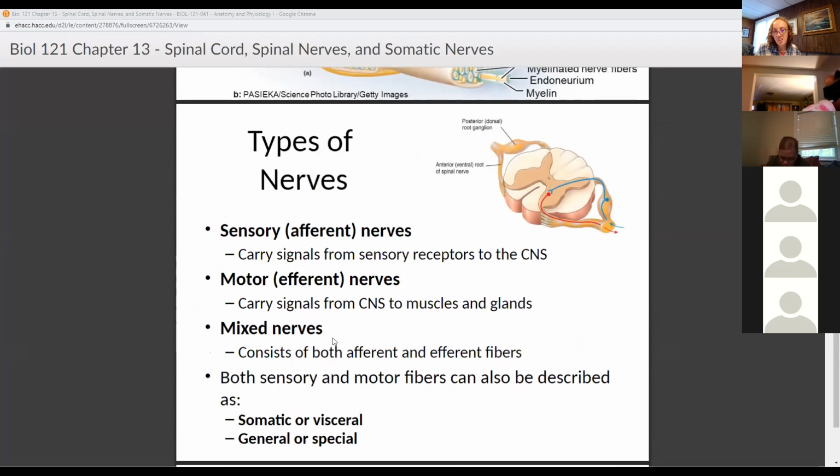So both sensory and motor fibers can be described as being somatic or visceral. Somatic, remember, that means skin, joints, muscle, and bone. Visceral is internal organs. General meaning holistic, and special is meaning special senses or specific.